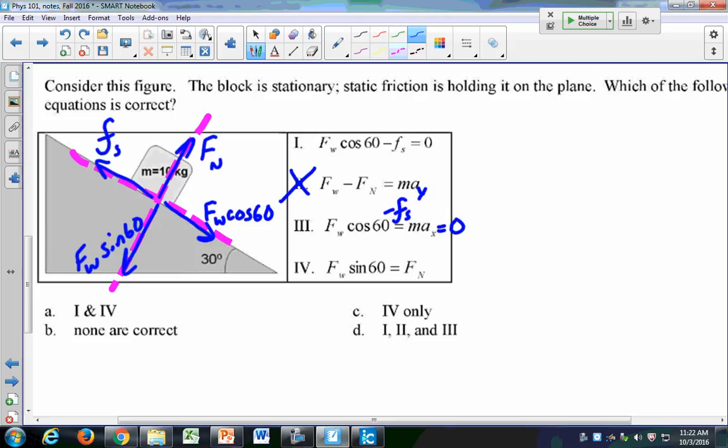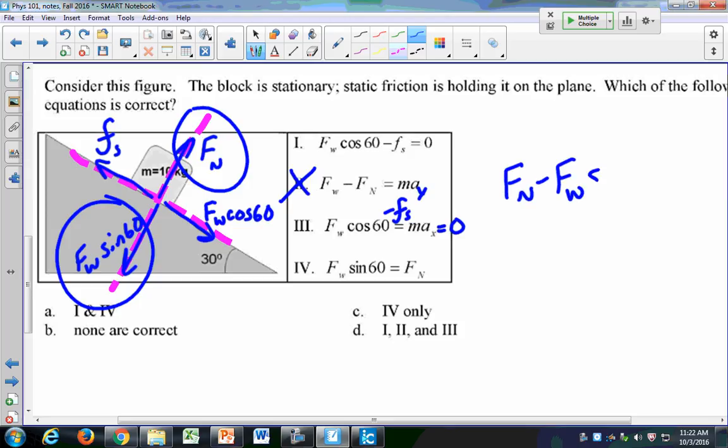And now these other two are correct. This one is correct, Fw cosine 60. This minus this is equal to 0. I know it's static because it says the block is stationary. And then the last one, Fw sine 60, is equal to the normal force. So these two are equal. I get that from Newton's second law. Fn minus Fw sine 60 equals 0. And so Fn equals Fw sine 60.